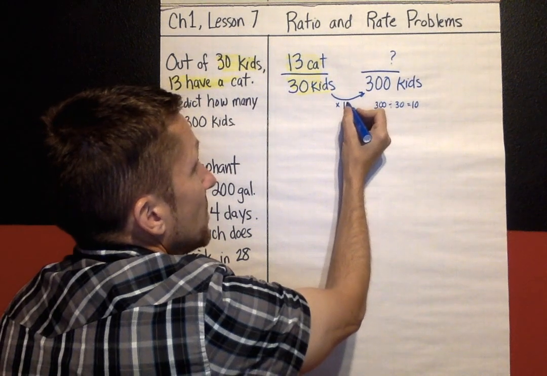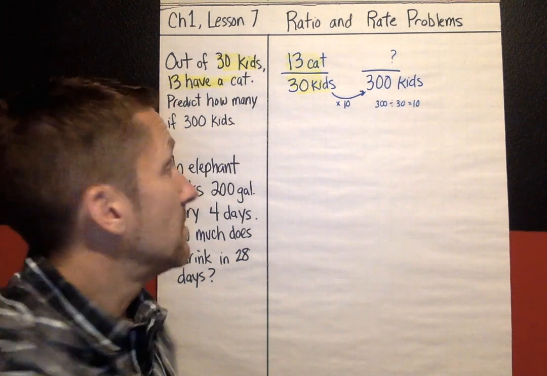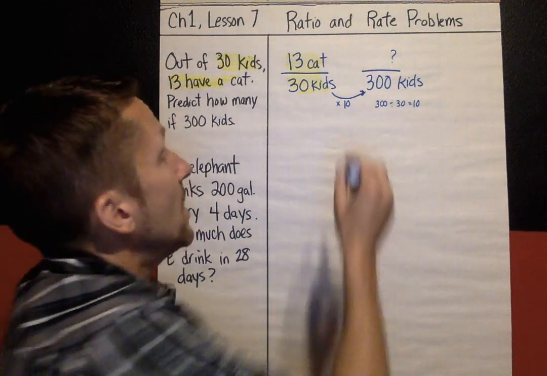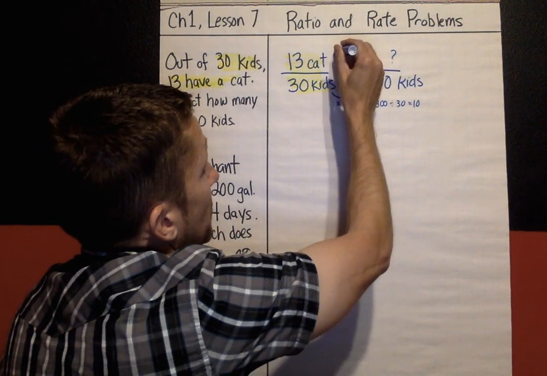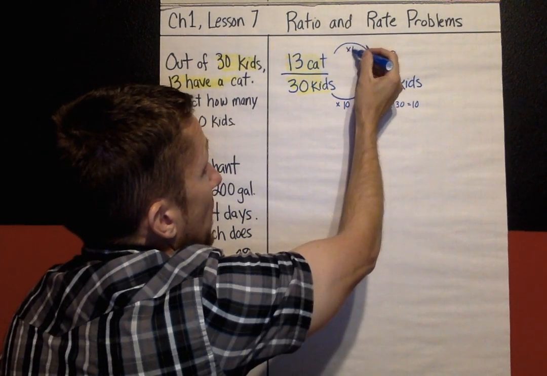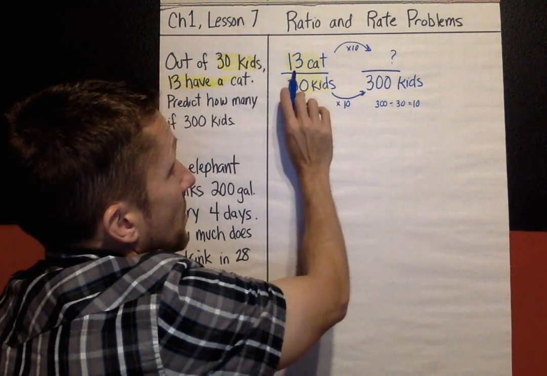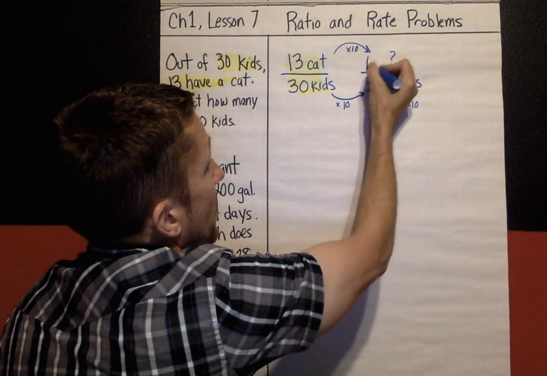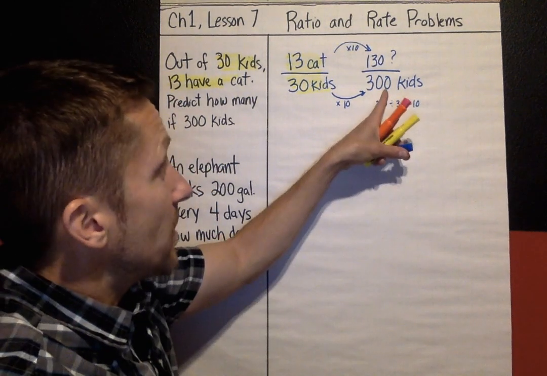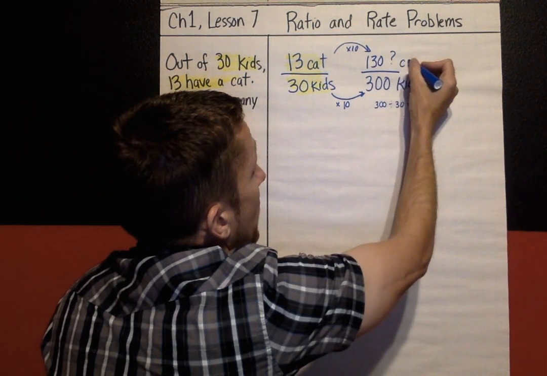That tells you what this number is right there. And you can test it. Type in 30 times 10, you're going to get 300. The big idea for this unit, and this should look familiar, is if you're multiplying by 10 right here, you've got to multiply by 10 right here as well. So now we can use our calculator or mental math. 13 times 10 is 130. So our answer would be, if there are 300 kids in the 6th grade, we would predict 130 would have cats.